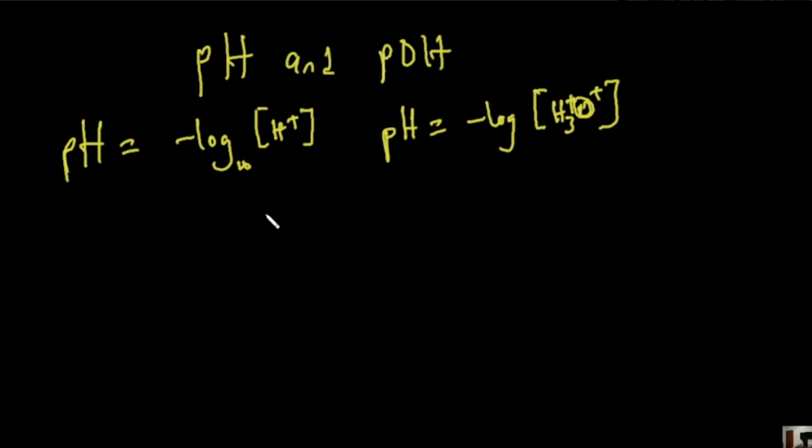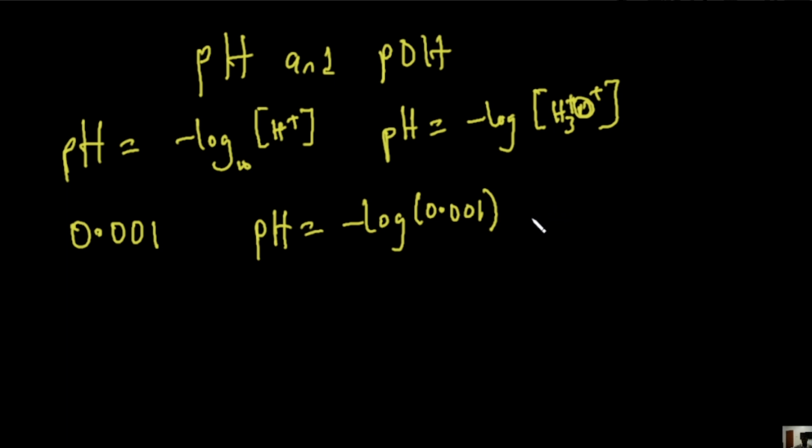Now, with that said, the implication is that if I tell you that I have a particular acid and its concentration of hydrogen ion is 0.001, all I need to do is: pH would be equal to negative log to base 10 of that concentration, and that is 0.001.